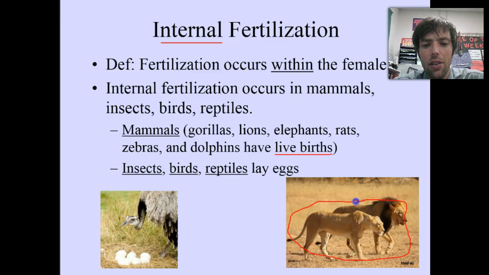Most things that you think of as furry and cuddly, and even those mammals in the sea like dolphins or manatees, they give live birth. However, other organisms where they're fertilized internally, insects and birds and reptiles, they end up laying eggs. However, in all circumstances, the sperm and egg came together inside the organism before the baby came to be.